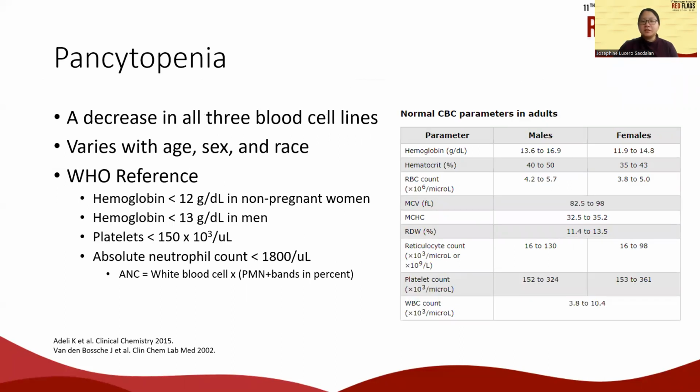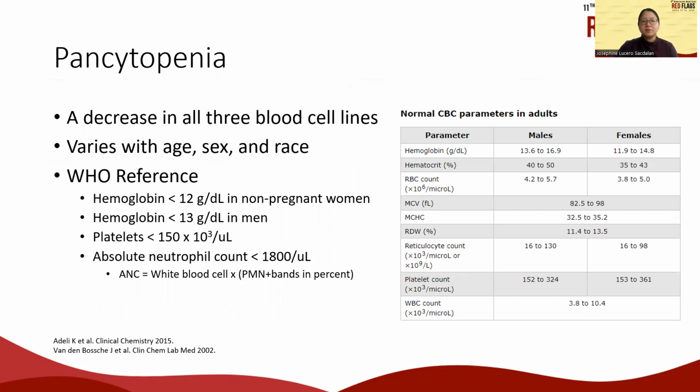Pancytopenia is defined as a decrease in all three blood cell lines. That is hemoglobin, white blood cells, and platelets. Normal parameters will vary by age and sex. And for adults aged 20 to 80 years, normal parameters for males and females are seen on the table to the right. However, each institution will establish their own reference ranges, and these will be indicated on reports.